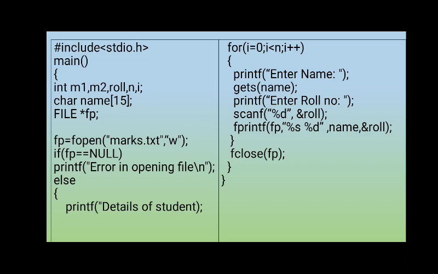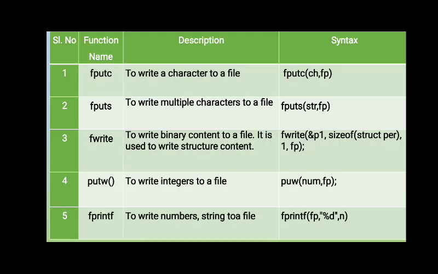Now let's summarize all the functions. First you have fputc to write a single character to the file. In the syntax you have to specify which character and the file pointer. Next one was fputs to write multiple characters or a string of data. There also you have to specify the character array or the string which you are going to write and also the file pointer. Next is fwrite.